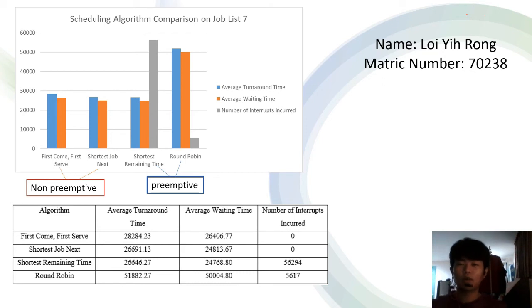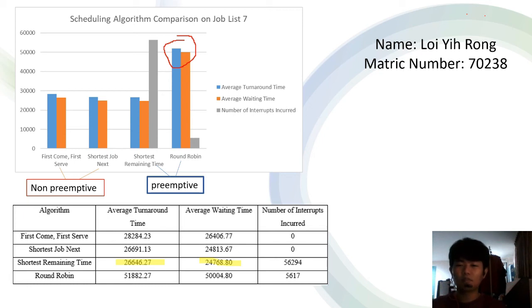I'm going to talk about the comparison of the four algorithms and the most suitable algorithm on job list 7. Based on the graph given, we can clearly see that the round robin algorithm has the highest average turnaround time and average waiting time, while the other three are almost the same among them. However, the data from the table shows that the shortest remaining time algorithm has the lowest average turnaround time and average waiting time among all of them.